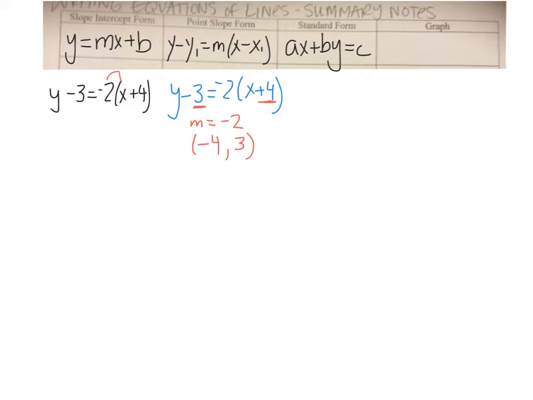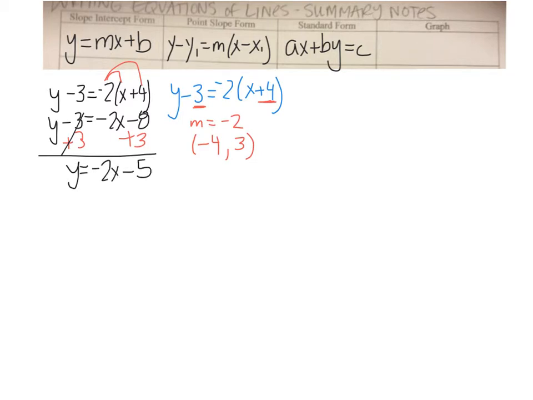First, I'm going to distribute my -2, which gives me y - 3 = -2x - 8. Well, that's almost in slope-intercept form. If I add 3 to both sides, I end up getting y = -2x - 5. Now here's the great news. There's my slope-intercept form and my point-slope form.